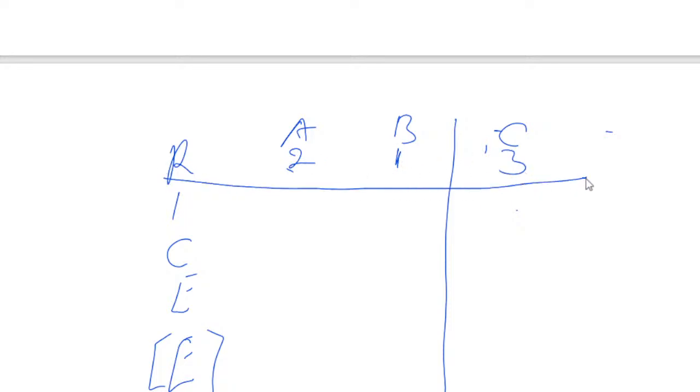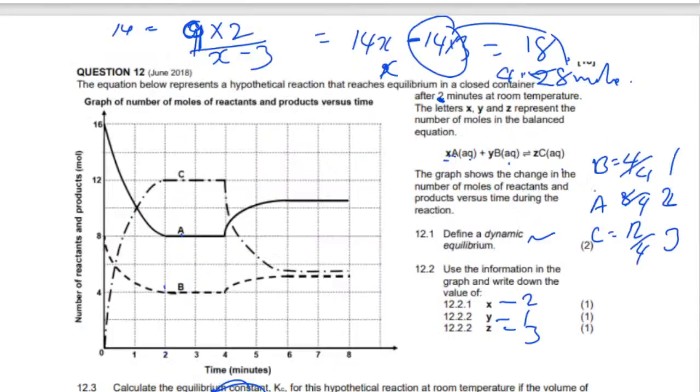So I know now the mole ratio. What did I start with? I need to know what I started with. I started with 0 for C, obviously, because it's the product. Check here, you see it? And then B, I started with 8, and then A, I started with 16. Yes, I started with 16 here, which is A, and B, I started with 8.